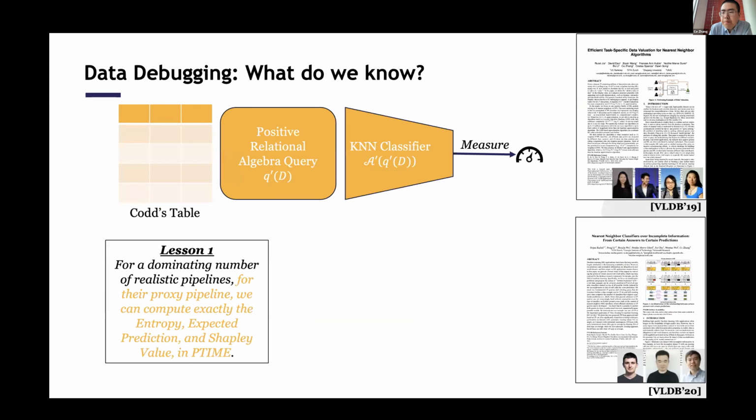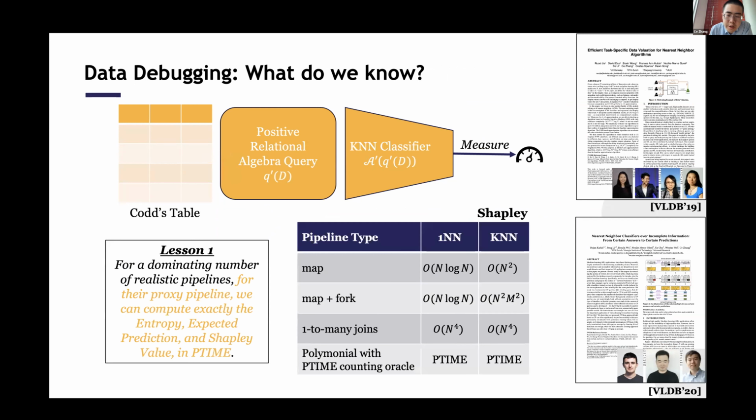What's actually very interesting is that if you look at this proxy pipeline, many of the fundamental quantities like Shapley, expected prediction, or entropy become computable in polynomial time. It actually depends on the shape of your feature extraction pipeline. If you have this one-to-one mapping, you can have a very, very efficient algorithm. When you have a different shape, the whole thing becomes a little bit trickier, but still in polynomial time. This really surprises us and also makes us extremely excited, because that means for many of those machine learning pipelines, we do have a very efficient way to reason about this fundamental quantity.